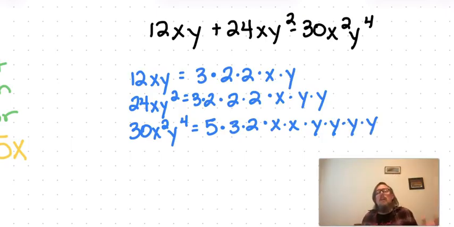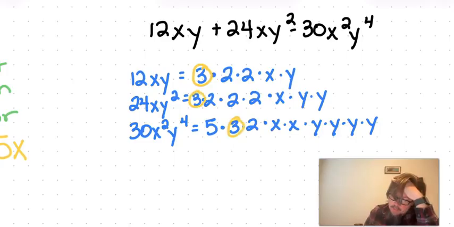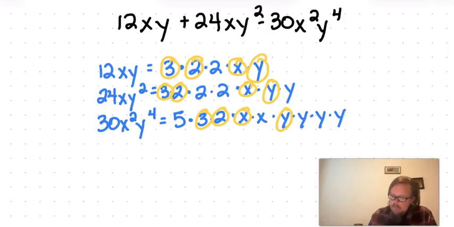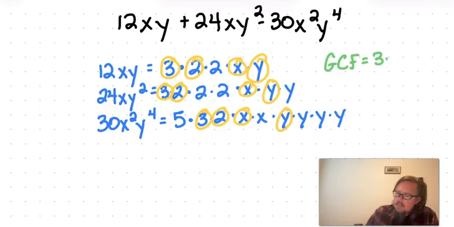Okay, so now that we've got our factored list done, what we want to look for is, what do these lists have in common? What do they all have? Well, they've all got a 3. They've all got a 2. They all have an x, and they all have a y. That's all they have in common: 3, 2, x, y. So the greatest common factor, or the GCF, is 3 times 2 times x times y, which is 6xy.